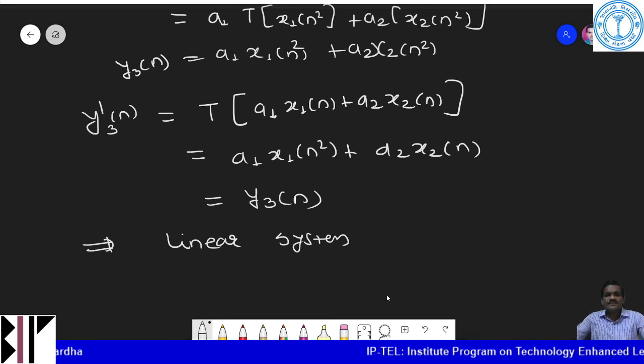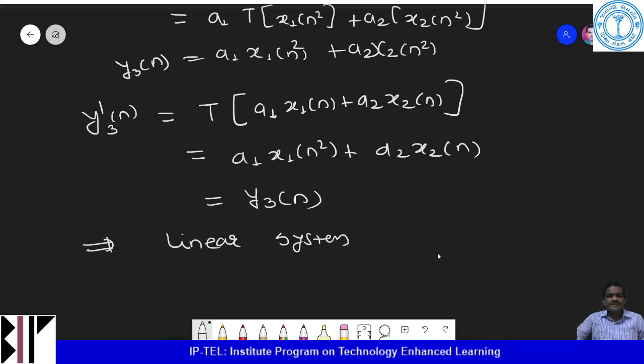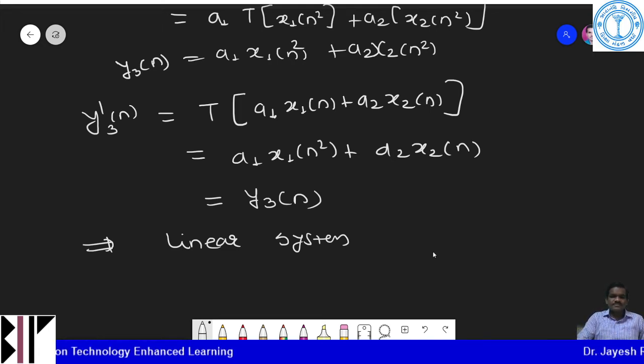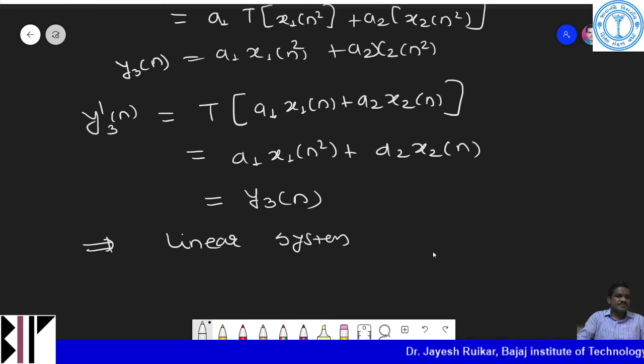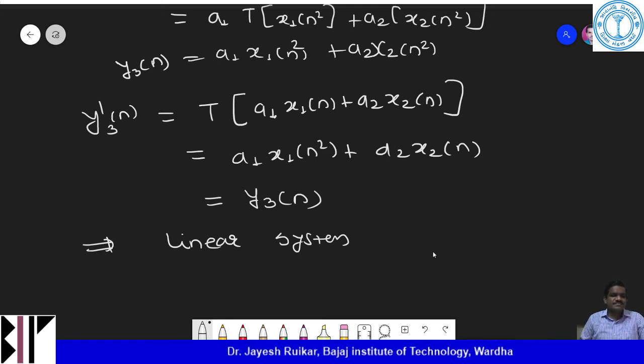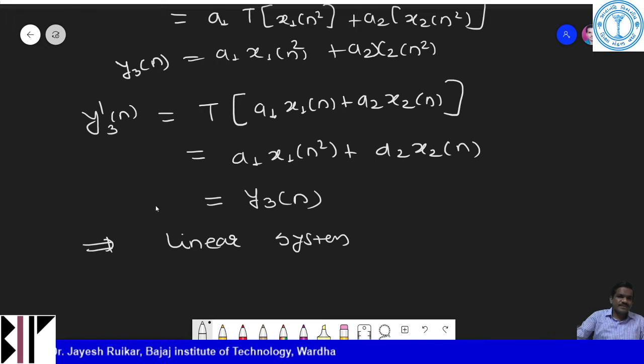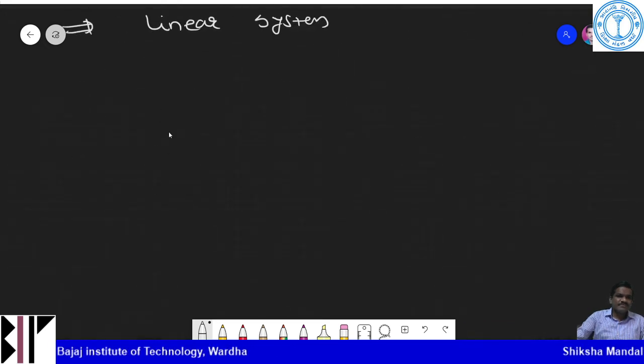Now another example we will take, which is nothing but causality. Yes, we'll take the example of a time invariant system.